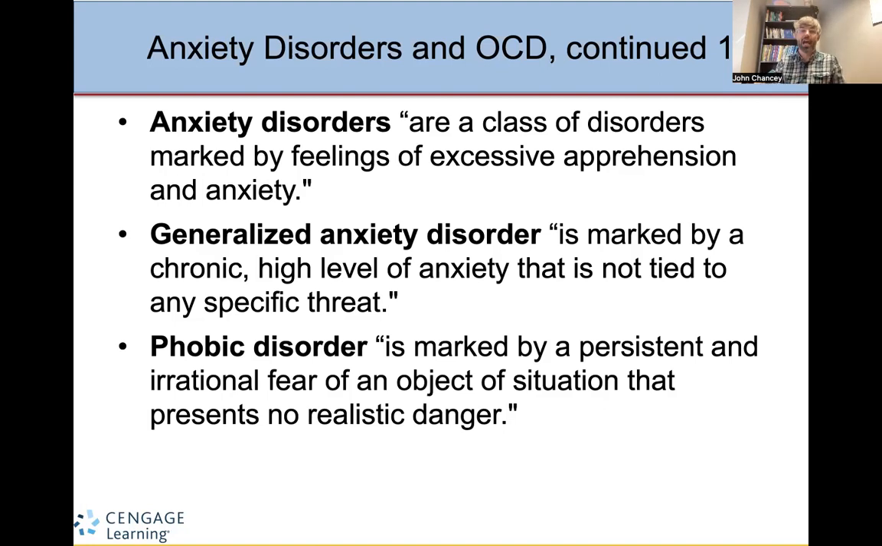Probably the most commonly diagnosed disorder under this umbrella is generalized anxiety disorder. This is where individuals have a high level of anxiety that's not really tied to a specific threat. They're kind of anxious about anything and everything. This is very different from somebody who has phobic disorder. Somebody who has a phobia has persistent anxiety, irrational fear about a very specific target, a very specific stimuli. And the thing is, it's unrealistic, meaning it probably presents no realistic danger.